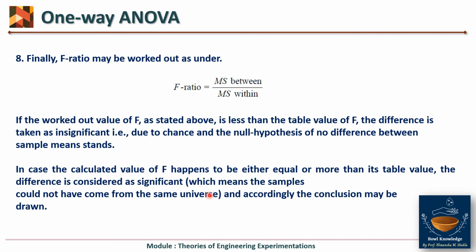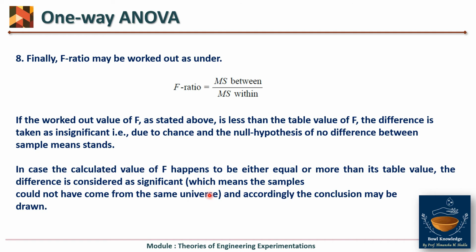As we already discussed, we have to find the F ratio. In the F ratio, there will be the mean square between in the numerator and within in the denominator. We will find the F ratio and compare the value with the table value of F, and the difference is taken as insignificant due to chance, or the null hypothesis of no difference between the sample means stands.